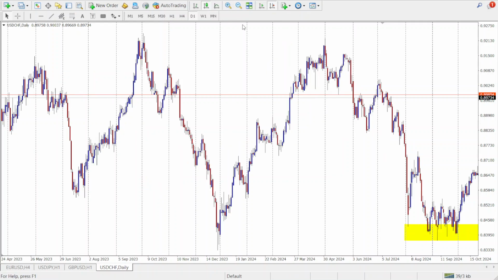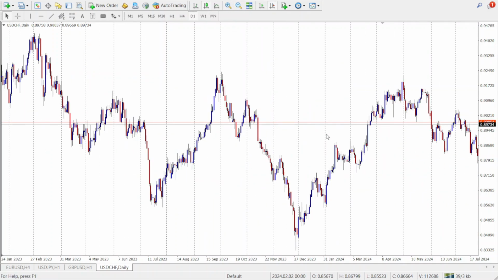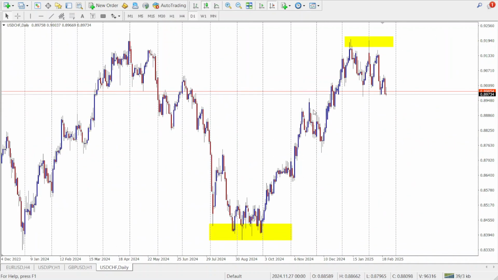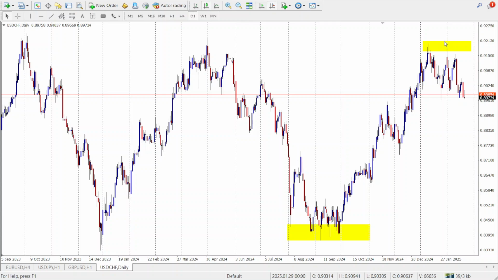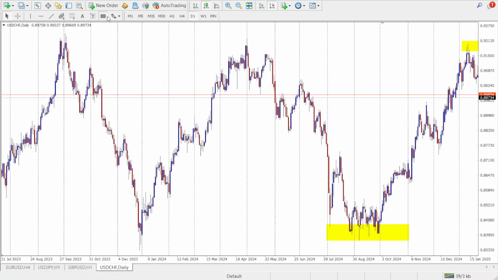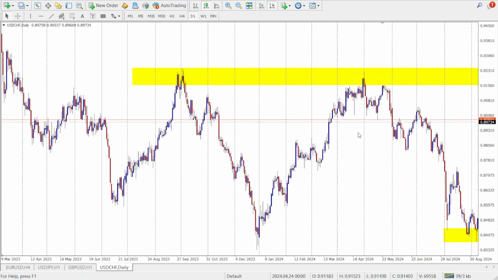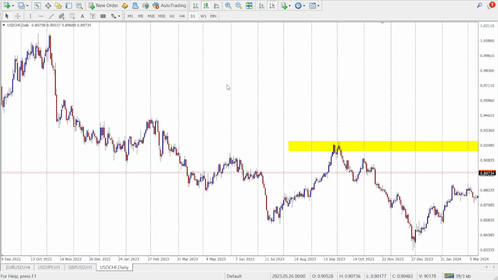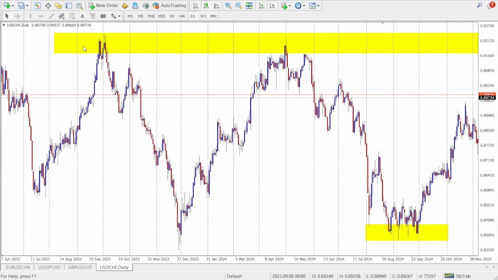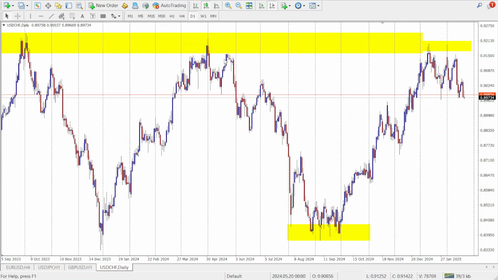I'm going to zoom out a bit. So we can see that this particular zone that I highlighted is not a new zone. You can see that that zone has been existing for quite a while. So now we're talking about how price reacts when it revisits that zone. We can see that this was a significant supply zone.